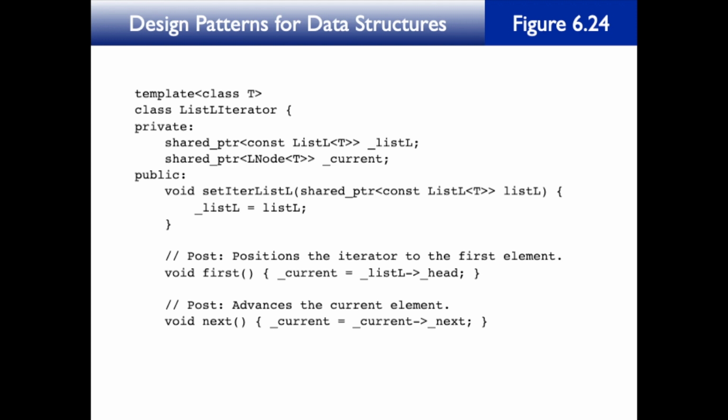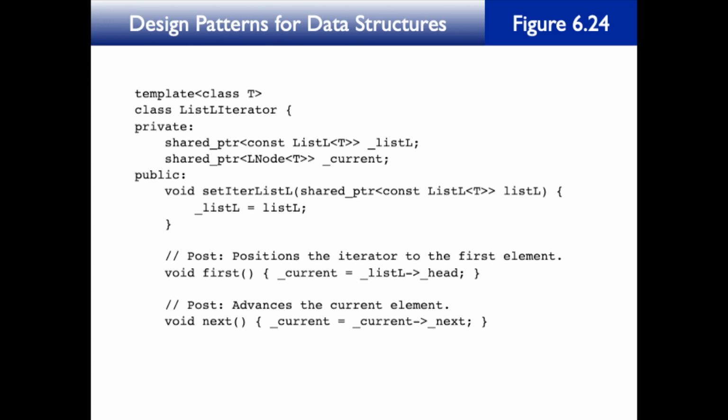Then the method first is void, and so when we execute first, we don't expect it to return anything. What it does is it sets underscore current to point to the same thing that our underscore list L arrowhead points to. So you see internally what that is doing is it's causing our internal list to be initialized, in other words, to point to the head of the list that it has been given.